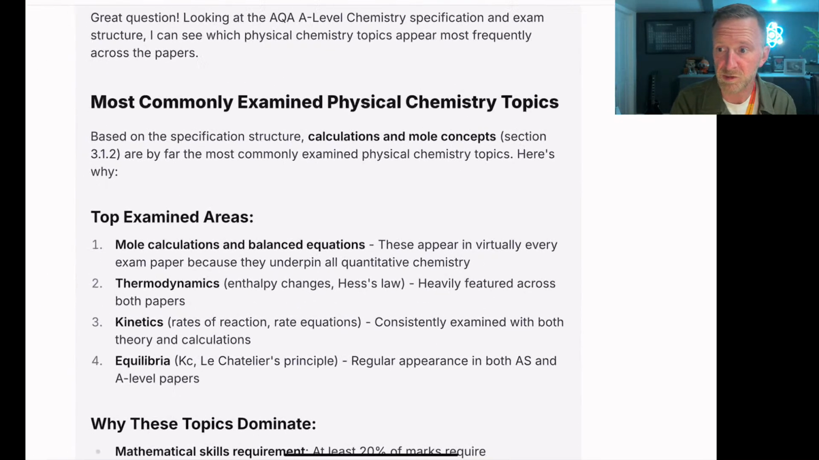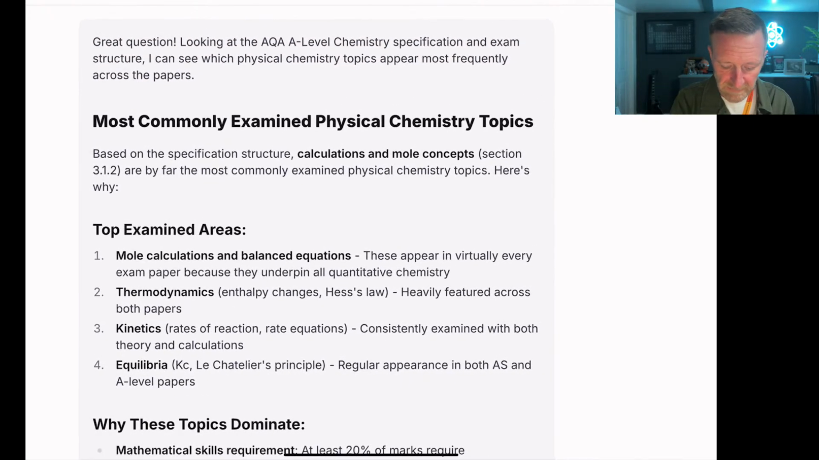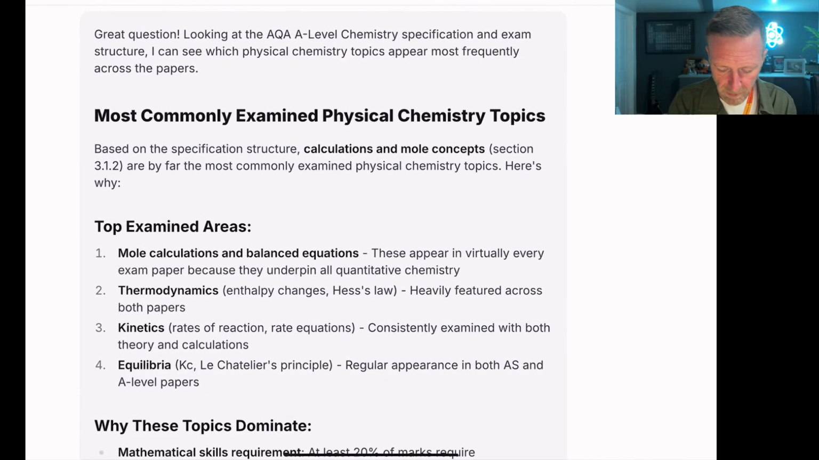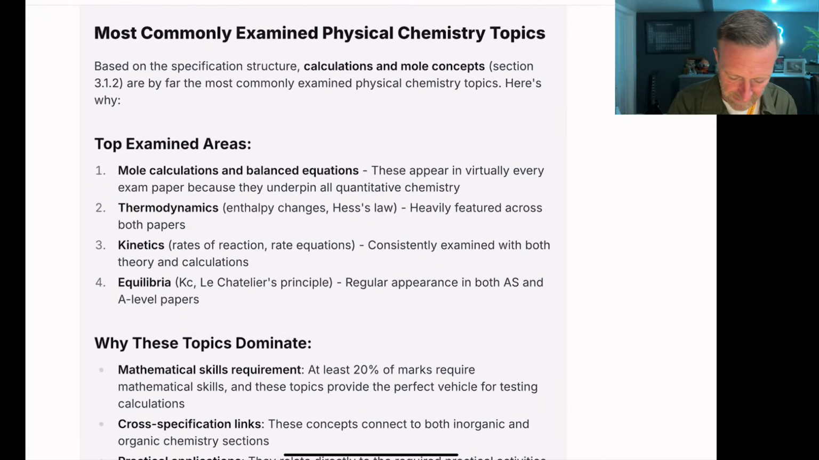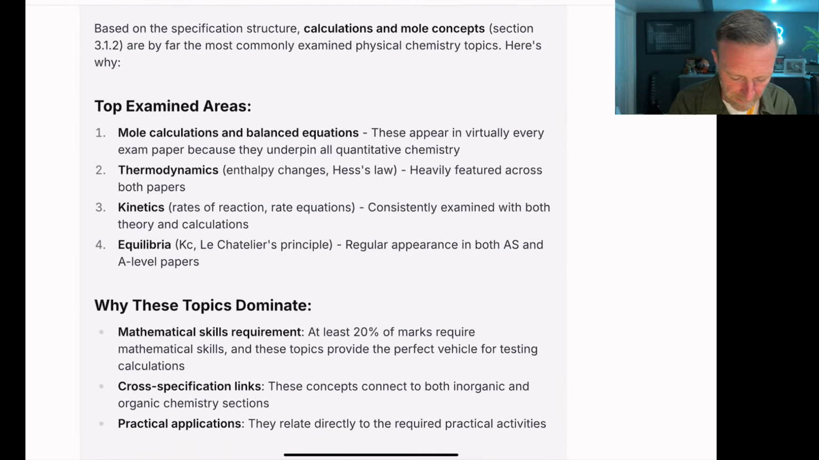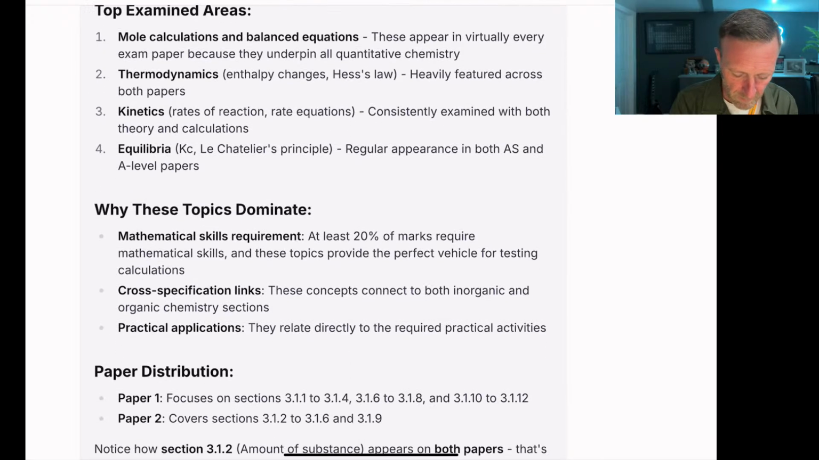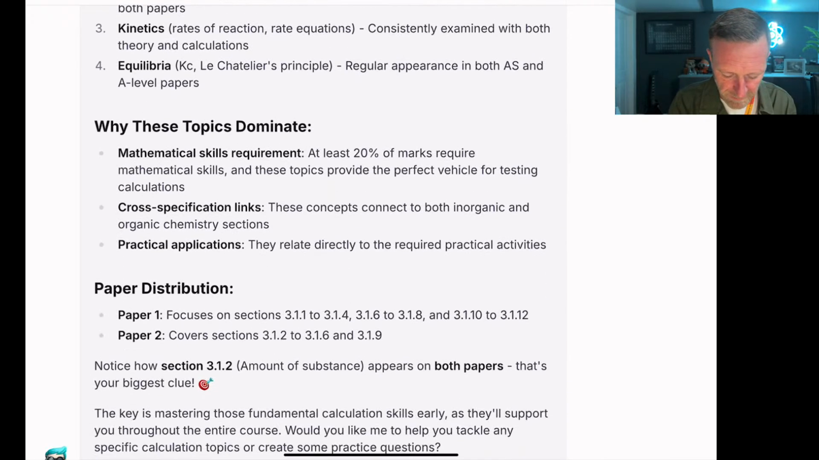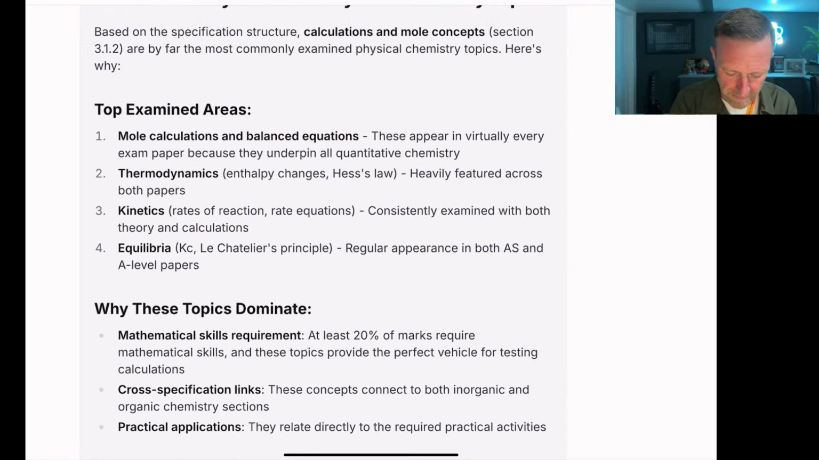Okay, so just kind of zoom in on this a little bit. So most commonly examined physical chemistry topics: calculations and the mole concept. I mean, of course, right? They're everywhere. Thermodynamics, Hess's law on both papers, kinetics, equilibria. Why these topics dominate: paper distribution tells you what's on there.